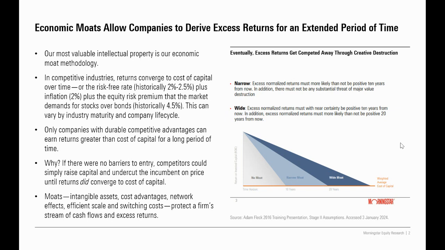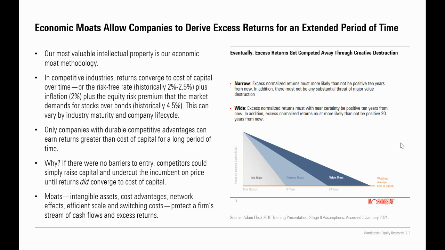A good way to think about it would be that narrow economic moats are more likely than not, a company is more likely than not to generate excess returns for a decade or more. For a wide economic moat, a company should be almost certain to generate excess returns the next decade and more likely than not to generate excess returns between years 10 and 20. In the long run, we project in our model forecasts that returns converge to cost of capital over time, about 9% for a diversified equity index.